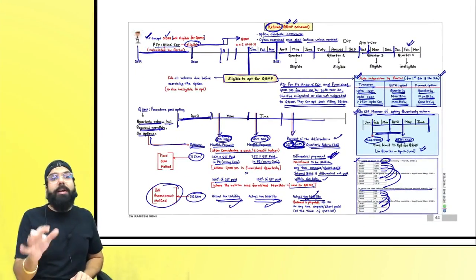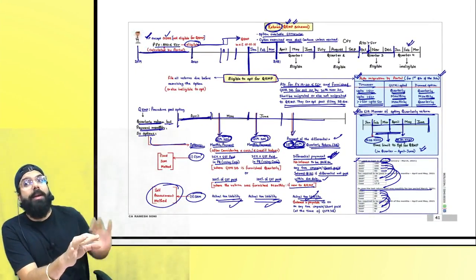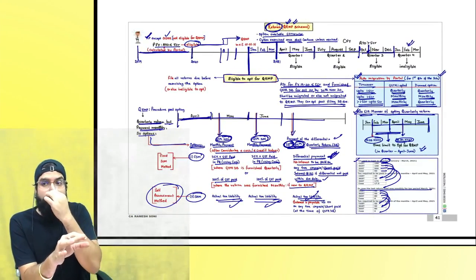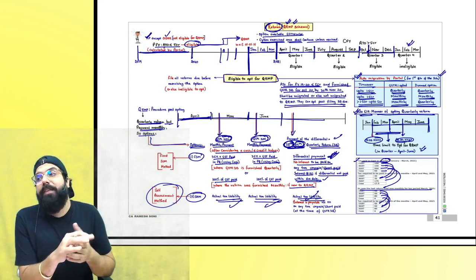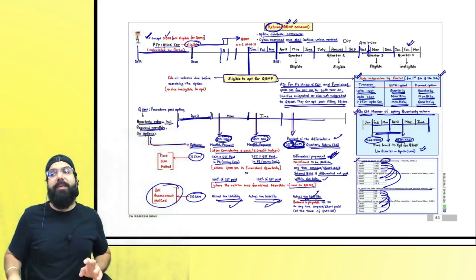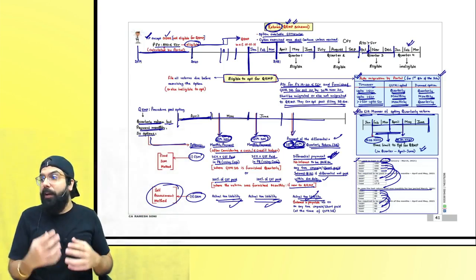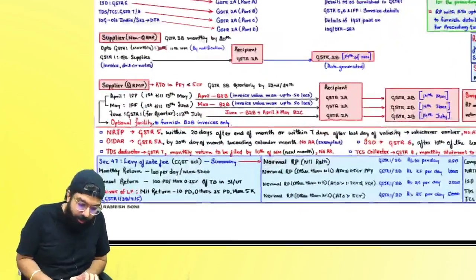So this was the quarterly return, quarterly GSTR 3B, and quarterly payment monthly, right, everyone? 25th, and 22nd or 24th. Now listen to me very carefully. You understood GSTR 3B. Now what about GSTR 1? Everyone over here, listen to me very carefully.